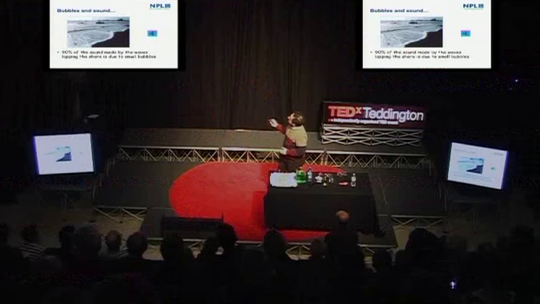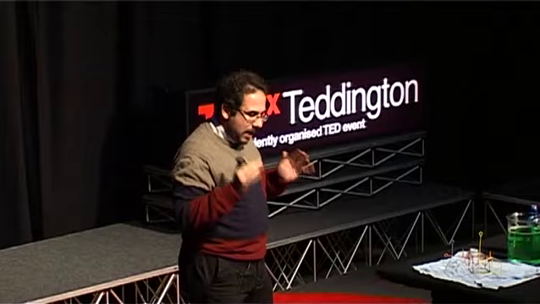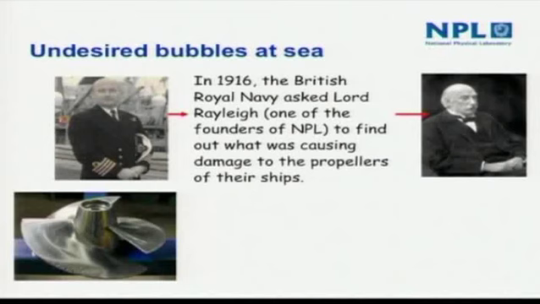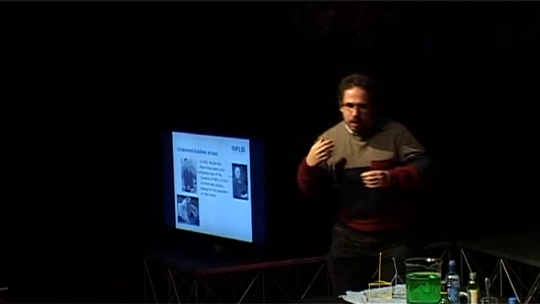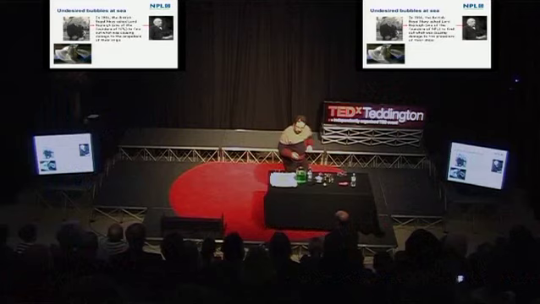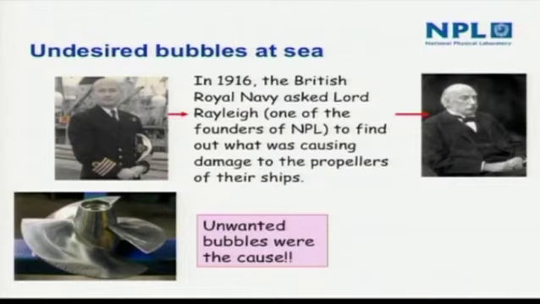Let's go forward. Another place where you can find bubbles in the sea was a cause of very much concern for the Royal Navy when they went to Lord Rayleigh. Lord Rayleigh is probably one of the greatest scientists in the UK, and incidentally, he was also one of the founders of the place where I work. I can imagine the scene. It was something like: Sir, we have a problem. And the problem was that the propellers of the ships were being destroyed, and they didn't know why. Lord Rayleigh got on the problem and found that unwanted bubbles were the cause.